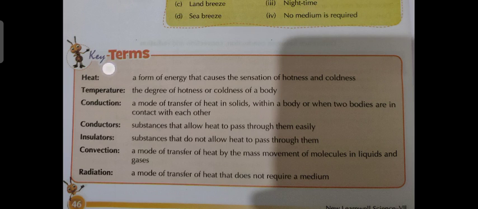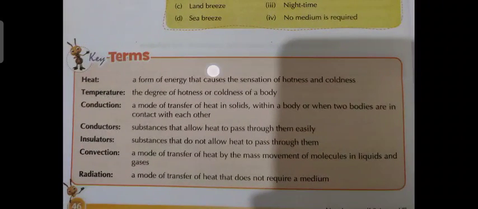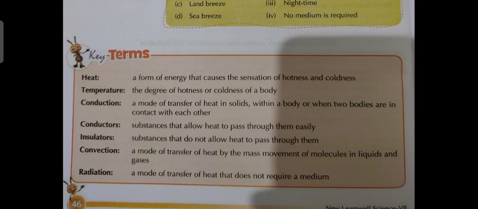In these terms we see, what is heat? A form of energy that causes the sensation of hotness and coldness. Temperature means the degree of hotness or coldness of a body. Third one, conduction, a mode of transfer of heat in solids. Conduction means a mode of transfer of heat in solids within a body, or when two bodies are in contact with each other.